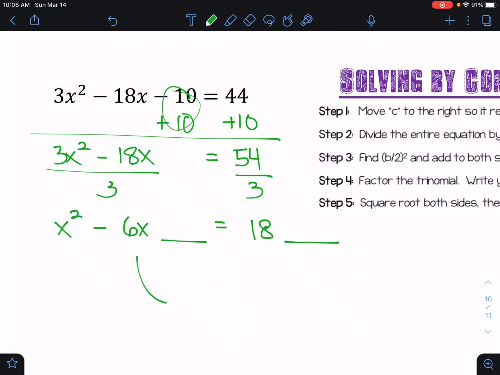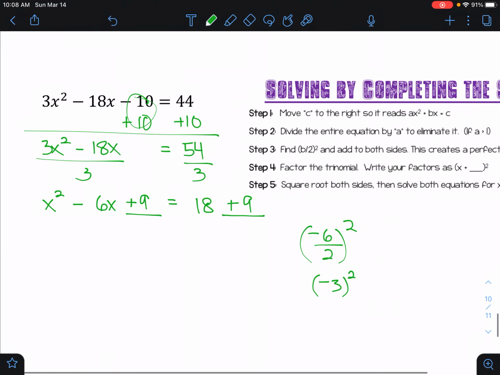So now you're going to look here to do your half of b, right? So this is negative 6 divided by 2 squared. That would be negative 3 squared, which is 9. Okay? So I'm going to write plus 9. Plus 9. Okay, both sides. Now I'm going to factor. Again, be careful here that you don't forget that minus 3. Okay, so it's x minus 3 squared, and then this would be 27.